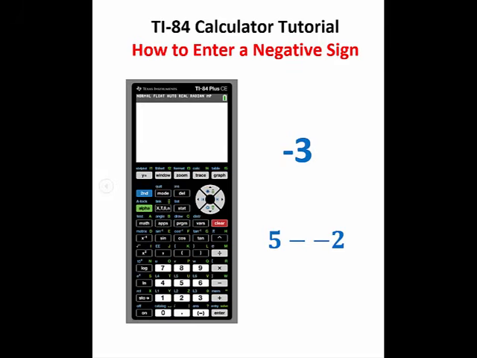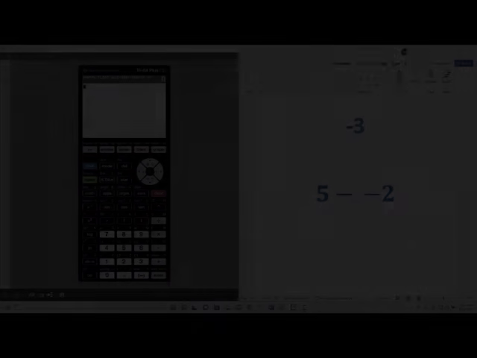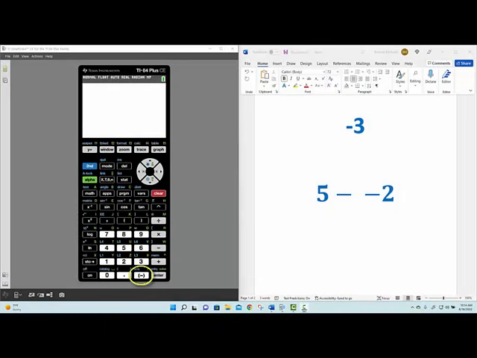In this video, I'll show you where the negative sign is on the TI84 graphing calculator. We'll type in the number -3 and then we'll enter the expression 5 minus -2. The negative sign is on the bottom row of the calculator to the left of the enter button. To enter a -3, select the negative sign and then select 3.